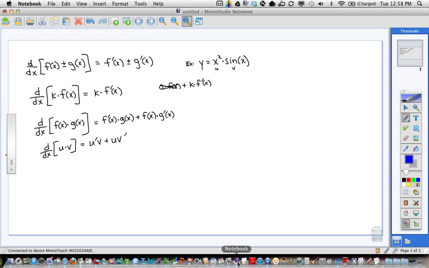But basically, we just take turns. And there's a plus sign in it. That's called the product rule. So when you're multiplying two functions, that's how you do the derivative.